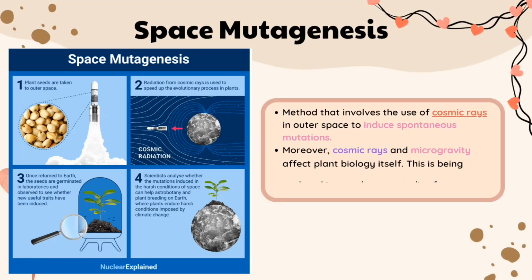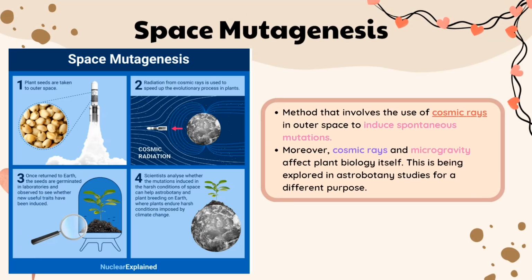The last chemical method that we use in plant breeding is space mutagenesis, a method that involves the use of cosmic rays in outer space to induce spontaneous mutations. Moreover, cosmic rays and microgravity affect plant biology itself. This is being explored in astrobotany studies for a different purpose.